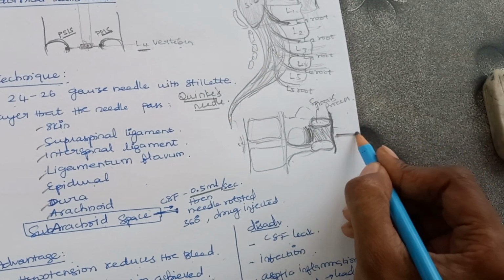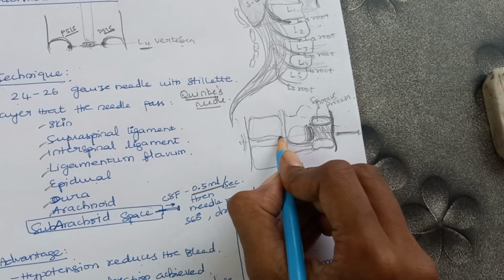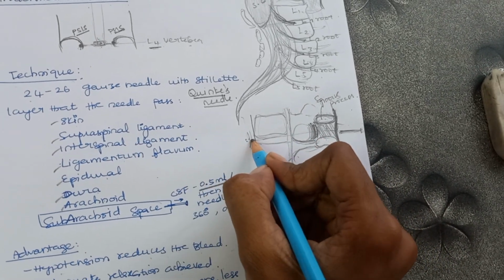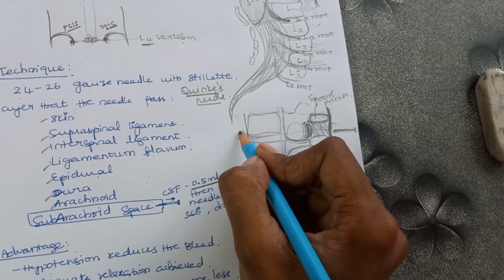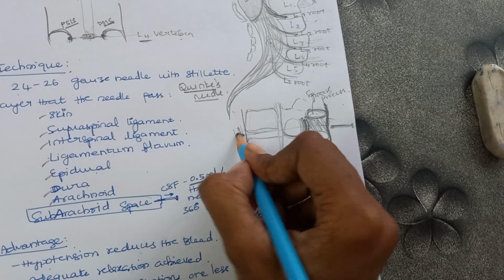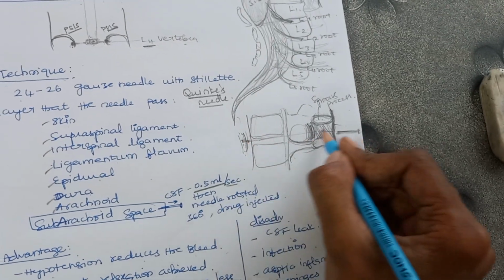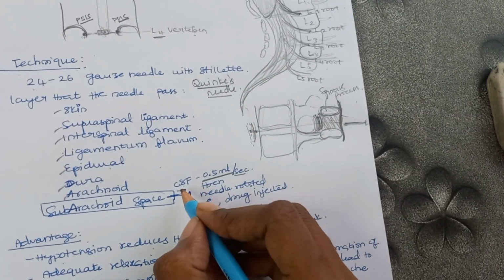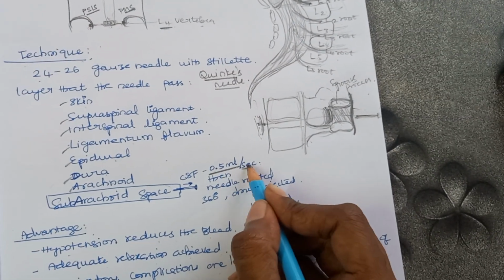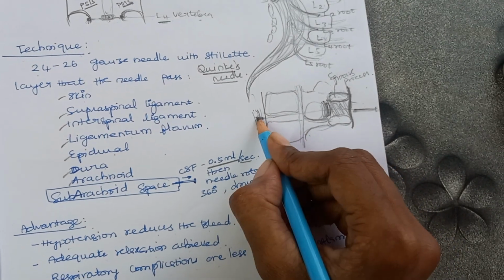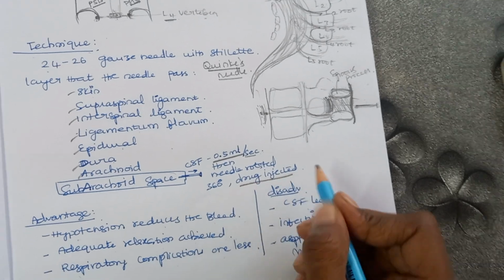This is the needle. We are piercing the supraspinous ligament, interspinous ligament and ligamentum flavum. Then we are entering the epidural space, and we are piercing the dura mater, then arachnoid, and then entering the subarachnoid space, which contains cerebrospinal fluid. After entering this space, the cerebrospinal fluid will leak at the rate of 0.5 ml per second. You can literally see it after injecting the needle up to here. Then you have to rotate the needle 360 degrees and inject the drug slowly.